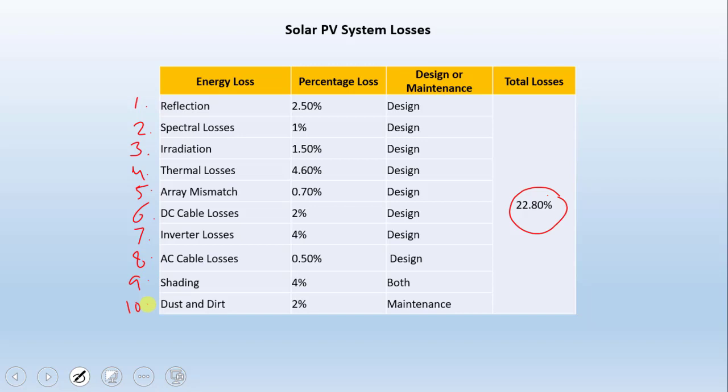Comes the dust and dirt. If you have dust and dirt on top of the solar PV modules, the irradiance being received by the solar module is obviously low, and we will have less power produced. So such losses also need to be accounted for.